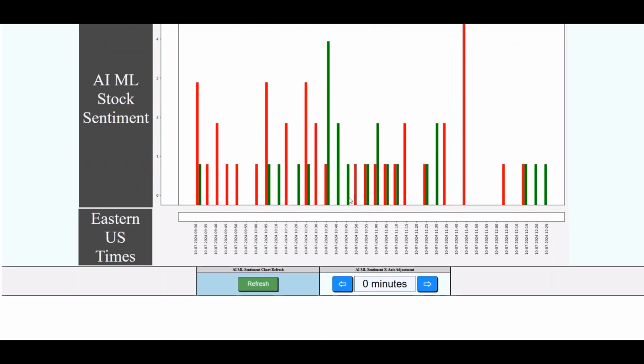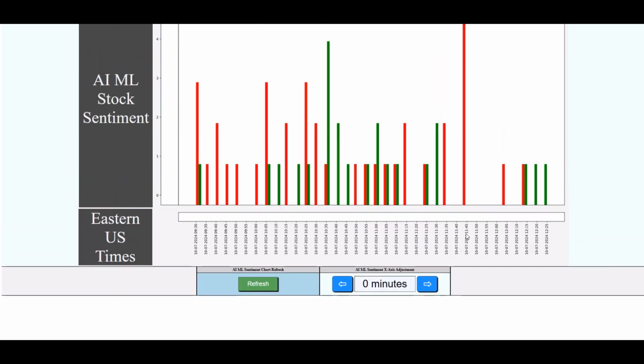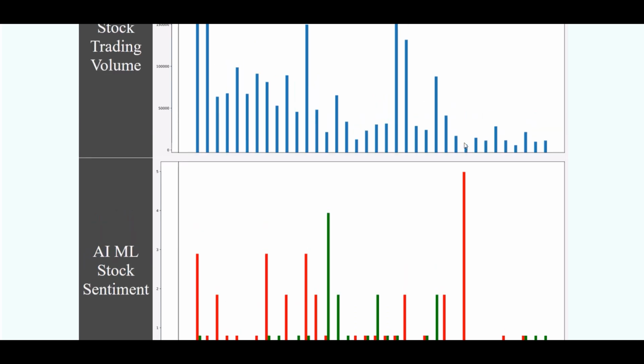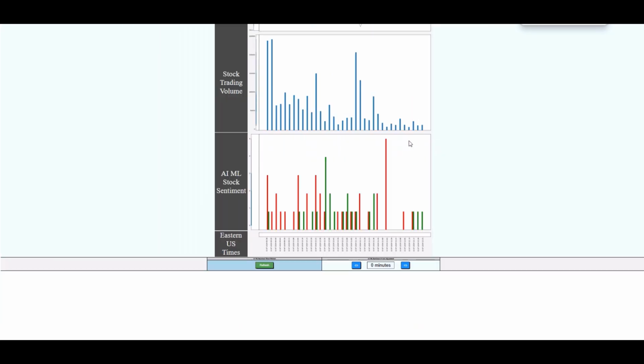So just to quickly demonstrate the control here for adjusting time, let's select 11:45. We have, looks like, a volume of 5 negative. The sentiments, red is negative, green is positive. There's also a neutral value available, but I did not include it in the graph. I'm going to zoom out so we can see how they line up.